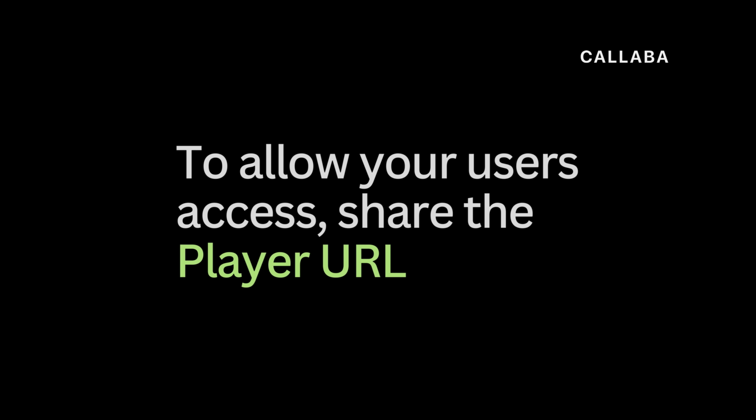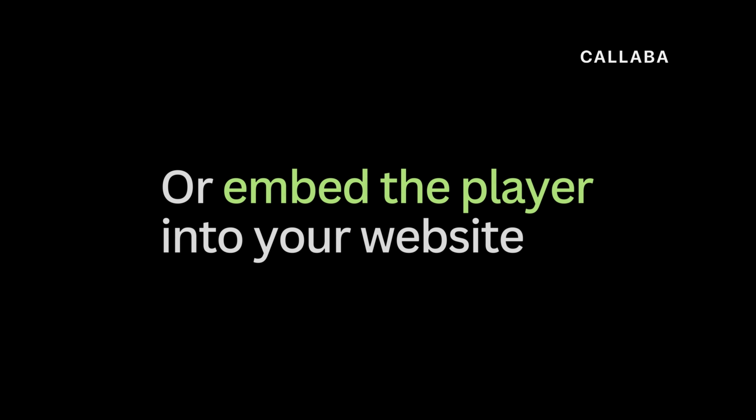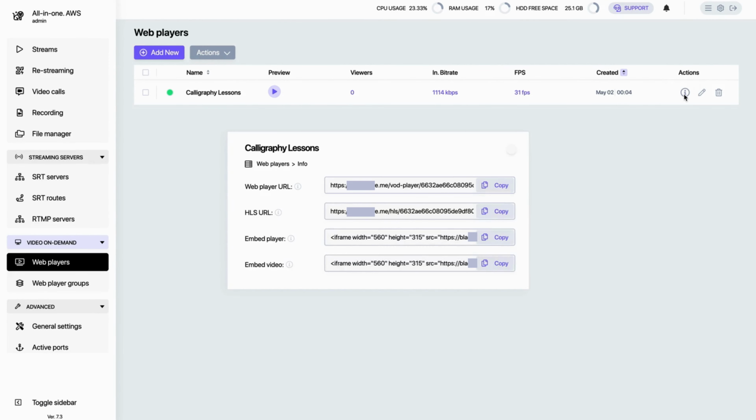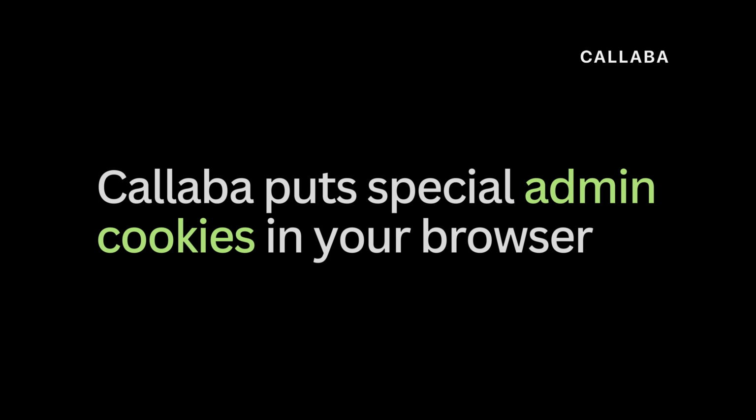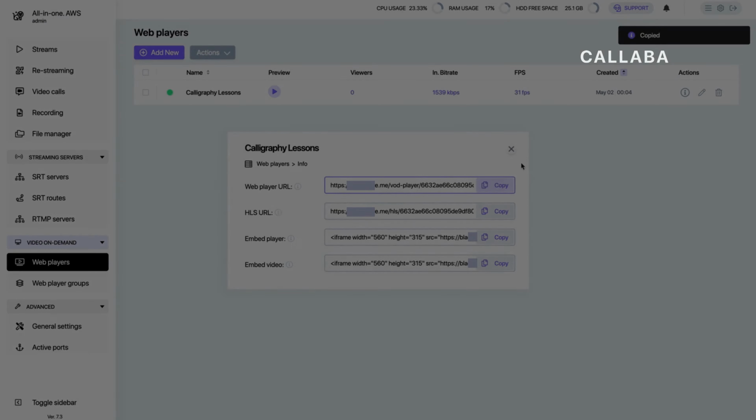To allow your users access, share the player URL or embed the player code into your website. Click Get Info to see the list of options. Callaba puts special admin cookies in your browser to allow you to view your stream without payment. To see your pay-per-view page, use incognito mode or another browser.